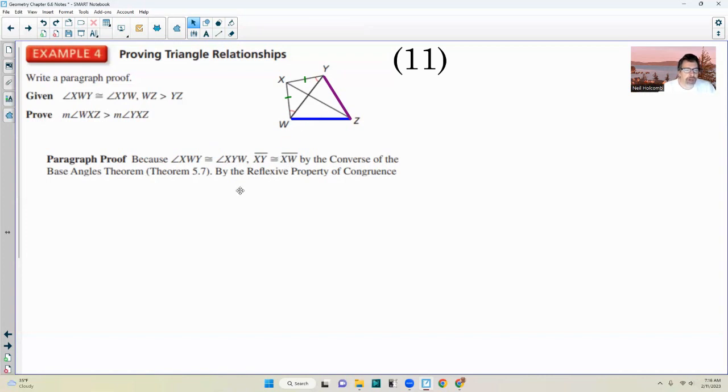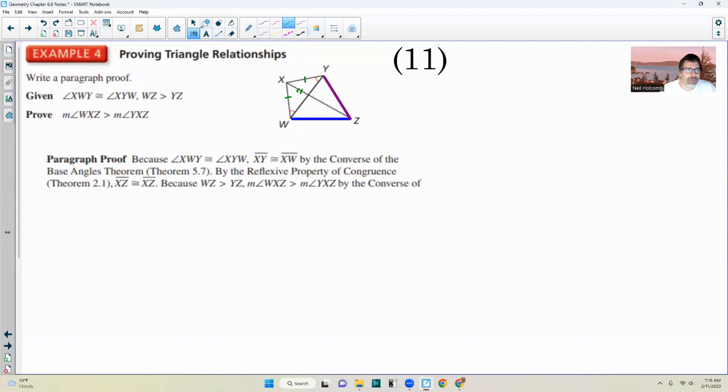By the reflexive property of congruence, XZ is congruent to itself. We got it. So that's angle, side, and that's a side. So we don't have ASS. That doesn't work. So what do we have? XZ is congruent to XZ. Oh, that's the whole thing they're talking about now.